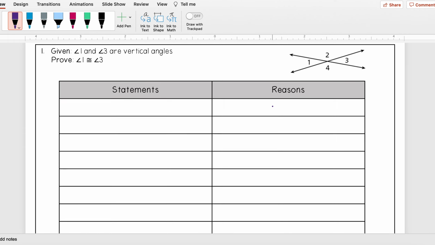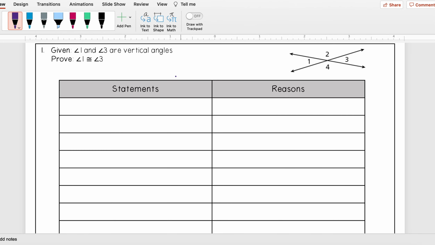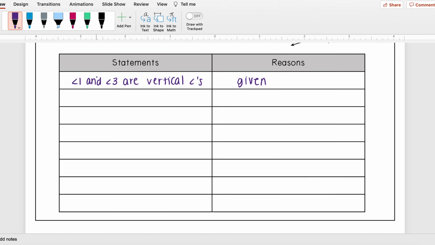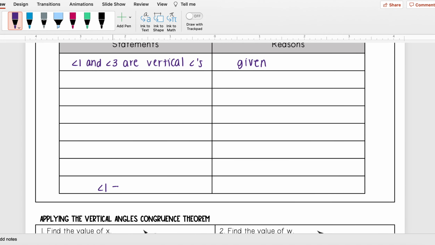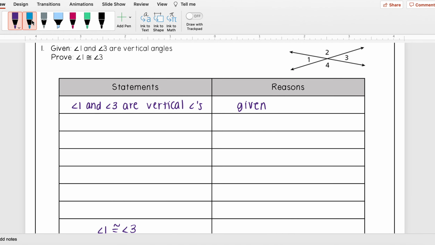So now let's go ahead and actually prove this. This one's actually a little bit longer of a proof. First I am given that angle 1 and angle 3 are vertical angles, so I'm going to write that down. Angle 1 and angle 3 are vertical angles, and that is what I'm given. I want to prove that angle 1 is congruent to angle 3. So that's going to be at the very bottom here. And now I need to fill in all of these steps to get there.